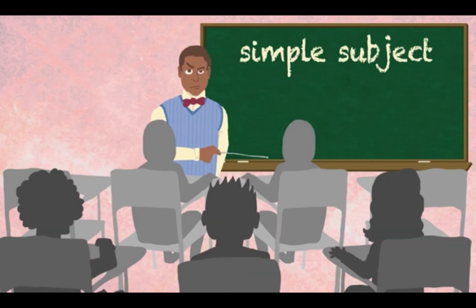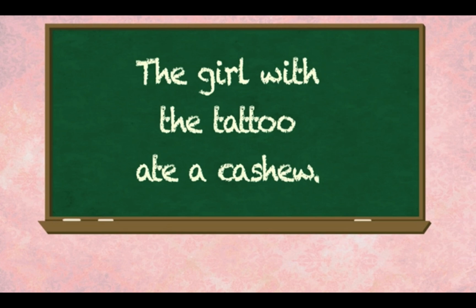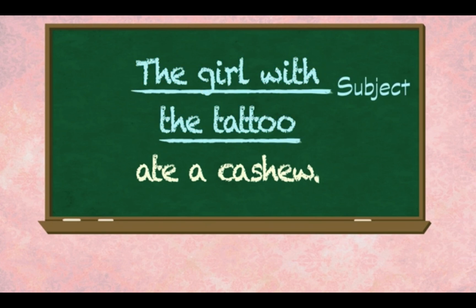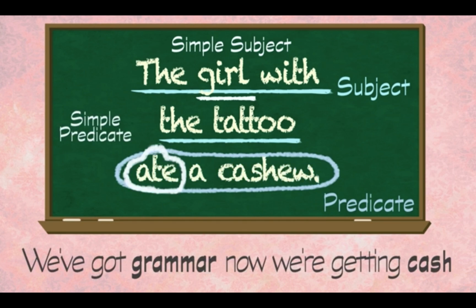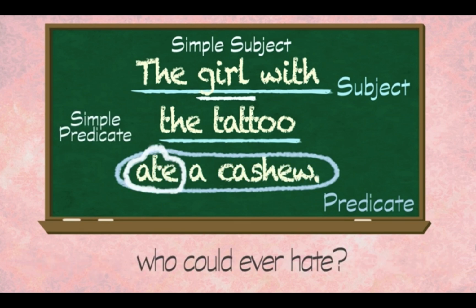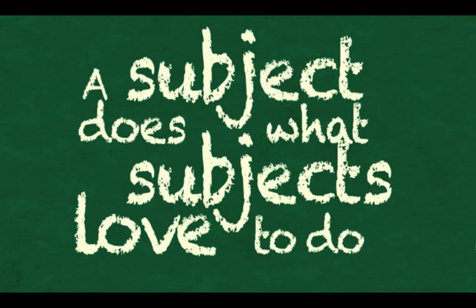Or you find a simple subject, simple predicate. These are just the main noun and verb that we've gotta get. Take the girl with the tattoo, ate a cashew. The subject is the girl with the tattoo. The simple subject would just be girl, true. The predicate would be ate a cashew. The simple predicate, that would be ate. We've got grammar, now we're getting cash. Who could ever hate? A subject does what subjects love to do.